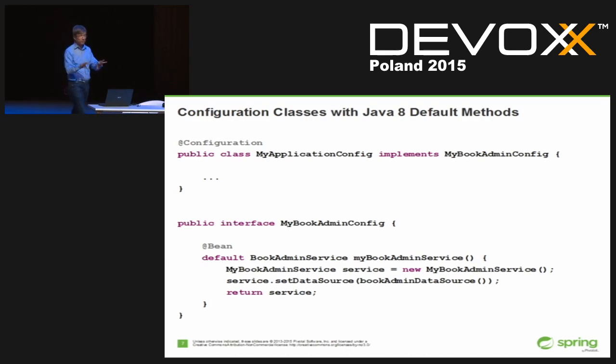So there's no special semantics here, really. It's just standard Java 8 inheritance rules. The nice twist here is you can implement more than one interface. You can design several base configuration classes designed as interfaces with default methods, and MyApplicationConfig just implements config 1, config 2, config 3, and inherits all the default methods from there.